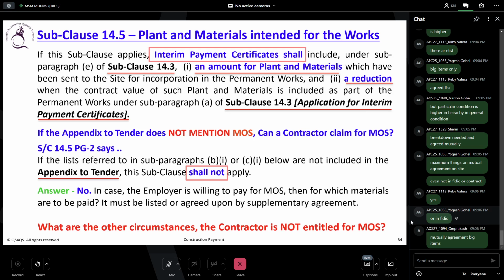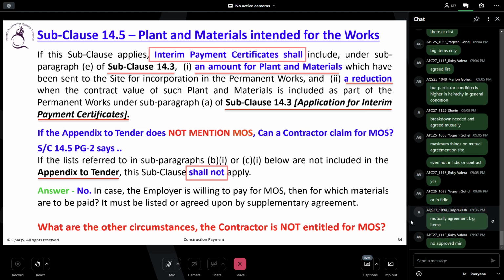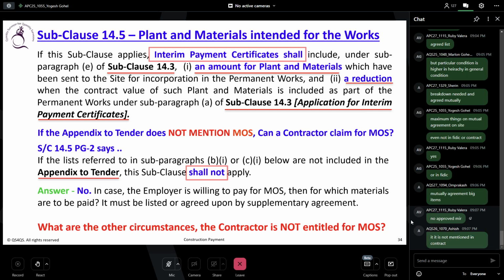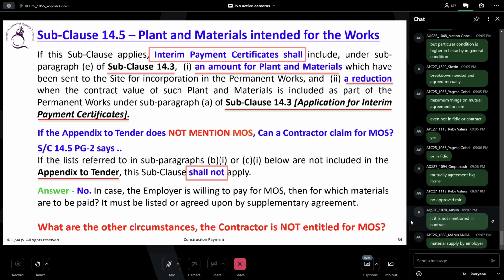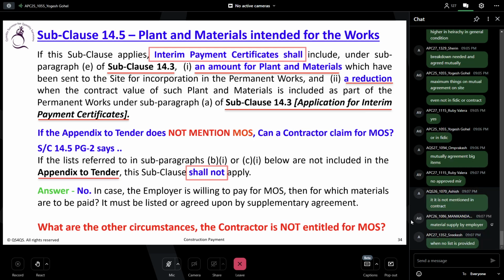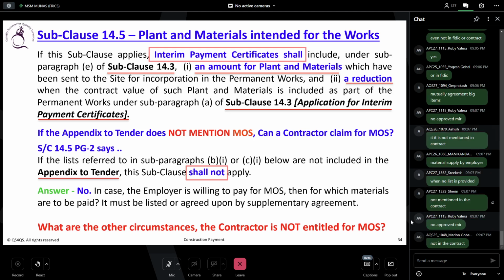So what are the other circumstances in which the contractor is not entitled to material on site? What do you think? If the contractor delays the work, or the quality of work is not satisfying the client or consultant, like this? Okay, that is not the answer. Just carefully go ahead. I'm going to give you a different answer.